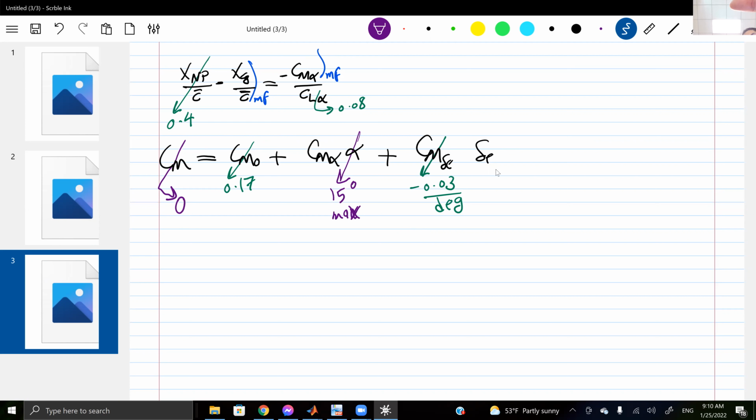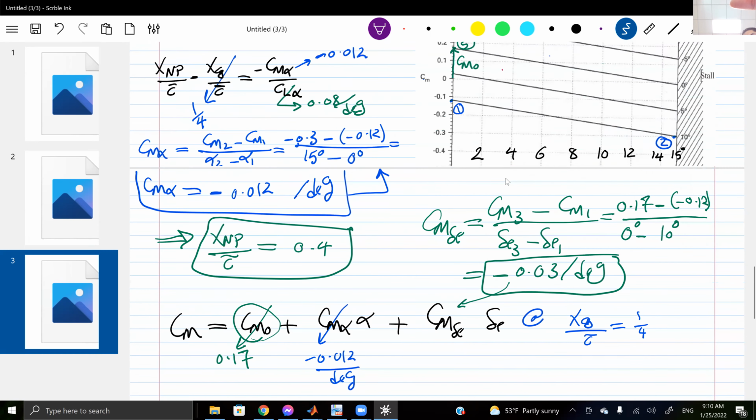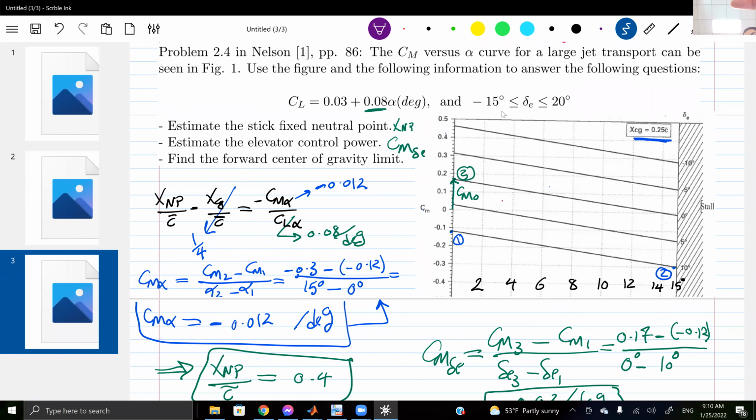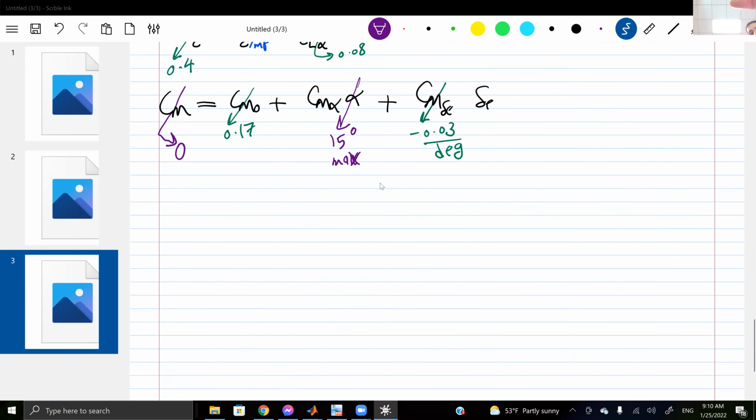And what about the delta elevator? It's confined between negative 15 and positive 20. Which value are you going to use? Negative 15. Very good. So we're done. So if we put here the maximum negative elevator and the maximum angle of attack, with CM zero for trim, then automatically this becomes the CM alpha most forward. So from this equation, we're going to get the CM alpha most forward.